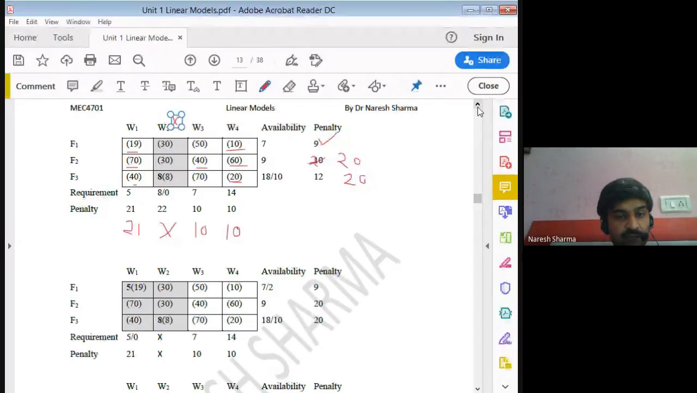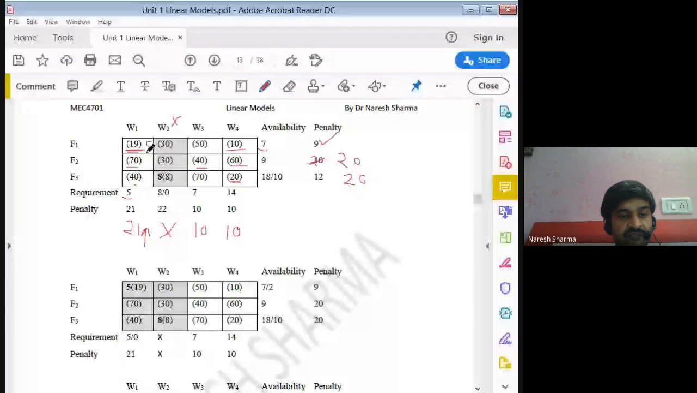Now after calculating this penalty, you can choose the maximum penalty, which is 21 in our table. So the corresponding minimum cost from this first column is your 19. We choose this one, 19. Now the corresponding requirement is 5 and availability is 7. The minimum value is 5, so we write here 5 only. So this requirement is fulfilled, and we are left with availability 2 now.